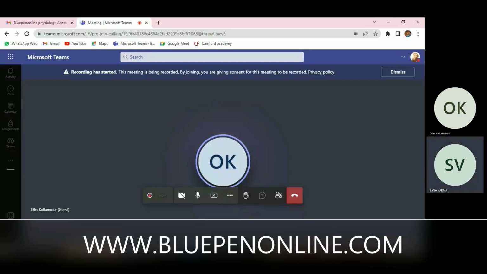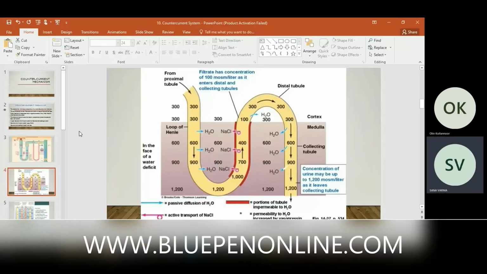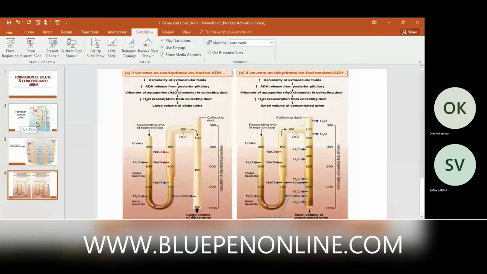And next, we'll move on to the countercurrent mechanism. Before speaking about the countercurrent mechanism, we have to first know how dilute and concentrated urine are formed in the kidneys. Only after understanding that section will you be able to understand this countercurrent mechanism. And for that, firstly, we have to know the speciality of the cells lining the nephron.